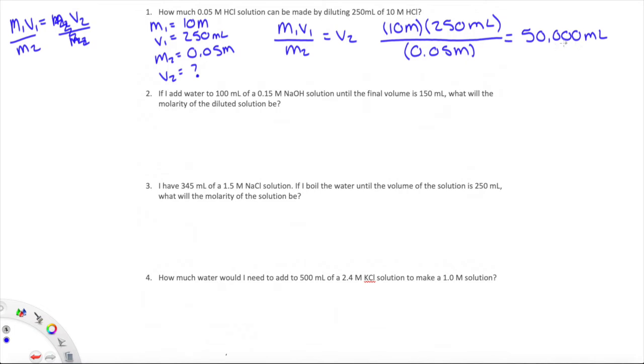So in order to convert this to liters, I'm going to squeeze in my conversion factor over here. There are 1,000 milliliters in 1 liter. Milliliters cancels out. I just divide that by 1,000 and that equals 50 liters. So that is my final volume here. So I'm going to be able to produce 50 liters of that 0.05 molar solution. All right, so let's go ahead and we'll work on number 2.